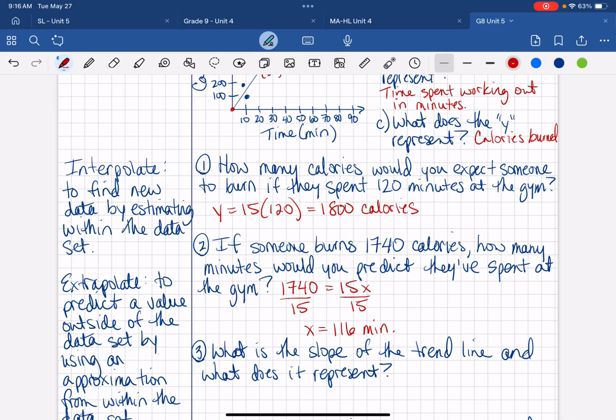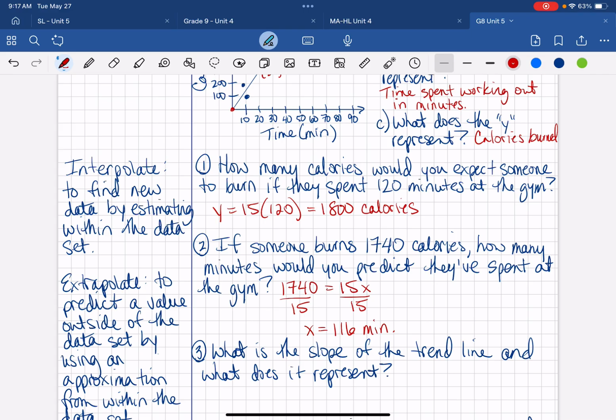And the same thing for question number 2. You could work out for 116 minutes if you consistently did the same exercise for those 116 minutes, which is a feat in and of itself. You could be continuously burning that same amount of calories. This is one of the reasons why extrapolating is not seen as a mathematically sound way to use data, because there are a lot of things that could change.